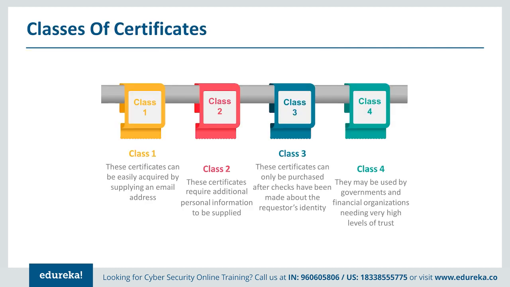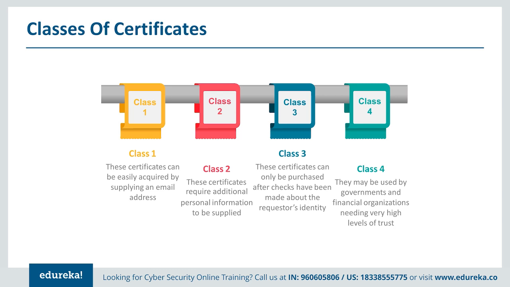Classes of certificates: there are 4 different classes. The type of class is used by different types of organizations. Class 1 is a normal certificate which can be obtained by anybody, and the requirement for getting a class 1 certificate is simply an email address. That's enough. And class 2 is more secure. It requires additional information of the person, who the person is, and other information needs to be supplied.